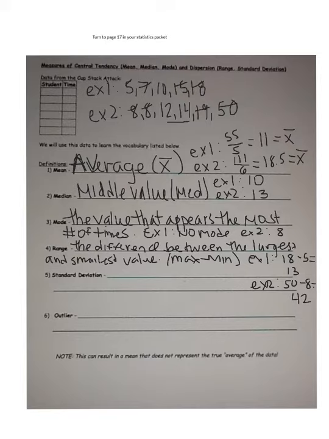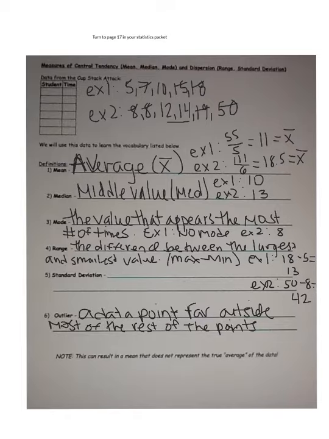So I'm going to skip the standard deviation, number 5, for a second, and I'm going to talk about the outlier. The reason for this is that the standard deviation, we're not going to calculate with these examples. Tomorrow you're going to learn how to use the calculator, and that's going to be the only way that you're going to do the standard deviation. So the outlier, this definition is a data point far outside most of the rest of the points. So I'll give you a second to copy down the definition of outlier.